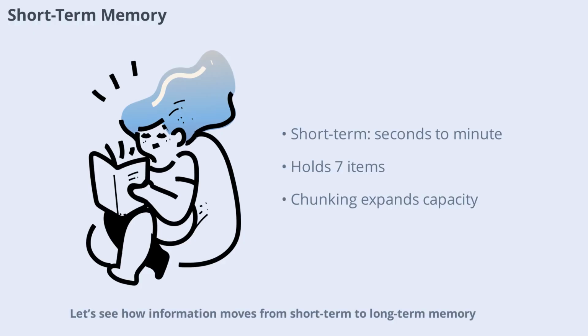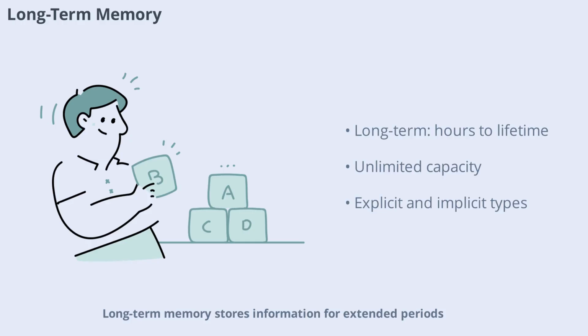Let's see how information moves from short-term to long-term memory. Long-term memory stores information for extended periods, from hours to a lifetime. Unlike short-term memory, its capacity is virtually unlimited. Long-term memory includes facts, experiences, skills, and more. It's divided into explicit conscious and implicit unconscious memory. Explicit memory covers things like facts and events, while implicit memory involves skills and habits.